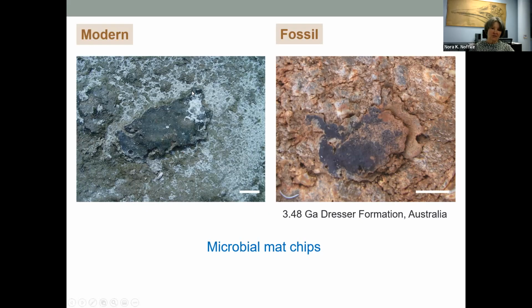This here is a modern example of a microbial mat fragment. The scale here is 1 centimeter. Typical for microbial mat chips are those lobate outlines here, embayments, and also round-shaped holes. This here, believe it or not, is a fossil example, again, from the Dresser Formation, where we can even see individual layers of microbial mat, which now microbial mats are composed of several layers of different microorganisms stacked all upon each other. So a beautiful fossil example here.